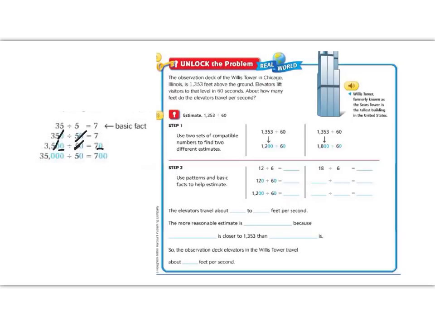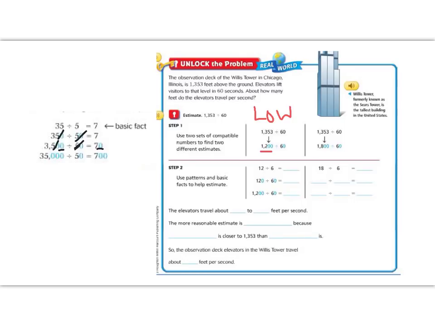Our starting number is 1,353, and we're going to divide by the number 60. So what we want to do is look at the first two digits of a number and make sure that they're divisible by our divisor. So you can see that for our low estimate, we've rounded 1,353 to 1,200 because the first two digits are 12 and 6 goes into 12. So we picked a compatible number that we know 6 is going to divide into.